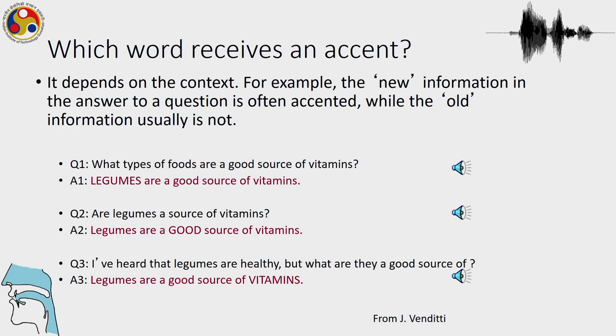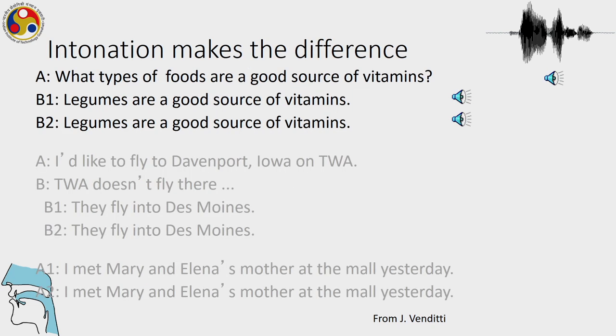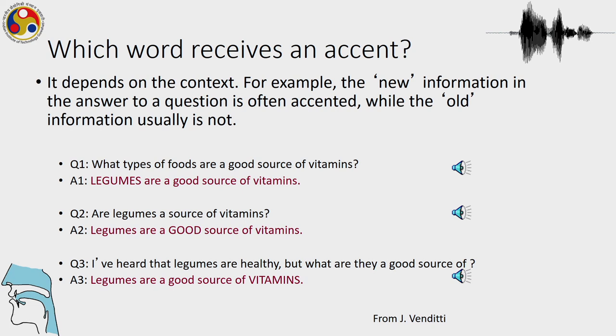So, what are they a good source of? A good source of vitamins. And hence, the new information for each of these sentences is different here. Legumes is new information here. Good is new information. And vitamins here is the new information. They are providing different new information in each of these sentences. And therefore, what does it tell us about accent? It tells us that it can be context dependent. Depending on what information is being asked for, the position of the accent may be different.